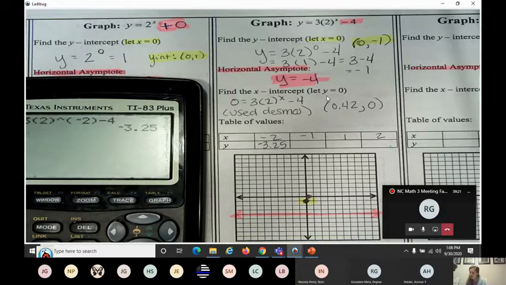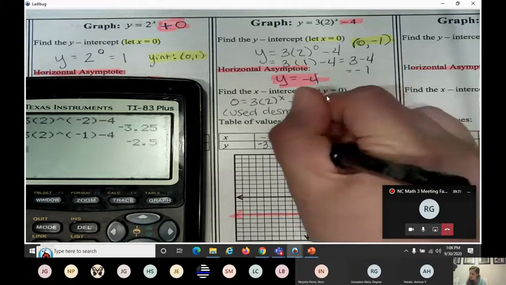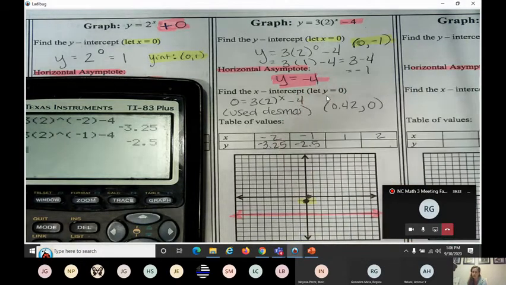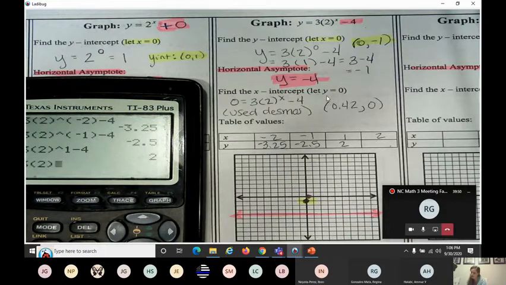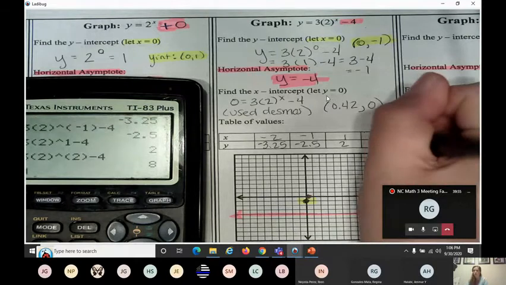All right, then I can do the same thing with the -1. So 3 times 2 to the -1 power minus 4, -2.5. And this next one is to the first power. You should get 2. And then when I sub in the 2, I should get 8.